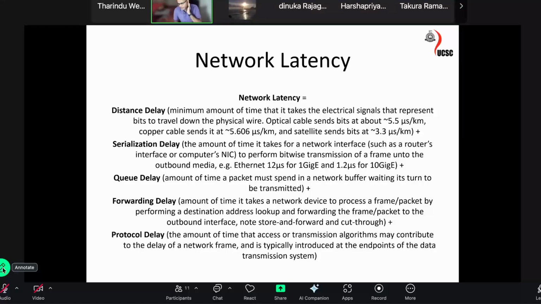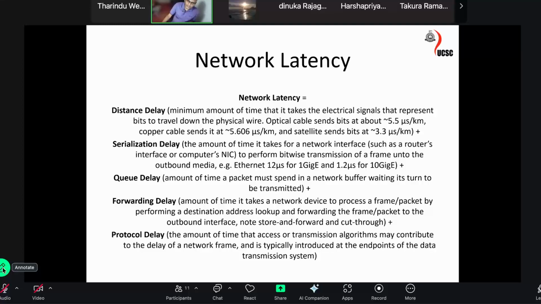But there is research going on in quantum physics. There is something called quantum entanglement, which is somewhat tested in terms of the possibility of instant communication faster than light speed, but those are still not practical in terms of real world deployments. But generally, we can assume that it is difficult to optimize distance delay due to the physical distance between locations of communication. And serialization delay is the second component.